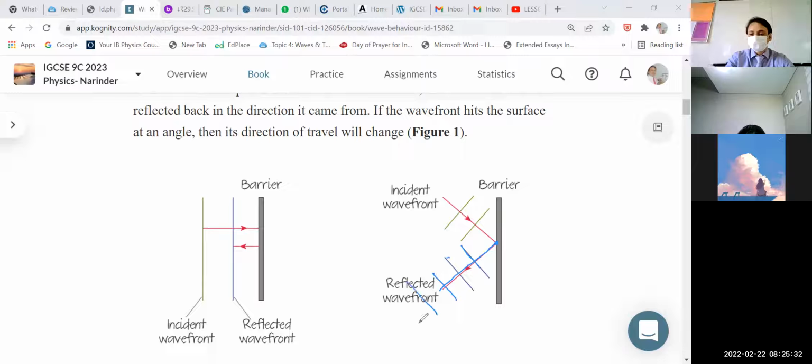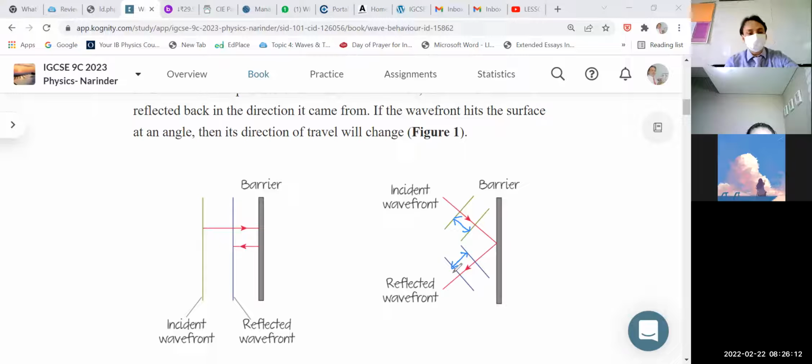One thing that you have to observe, children, in reflection, we are talking about reflection. After reflection, the wavefronts are still plane and parallel. Parallel wavefronts are there, and they are perpendicular to the wave. And there is one more very important thing. The wavelength after reflection is still the same. There is no change in the wavelength of the wave when the reflection phenomenon takes place.